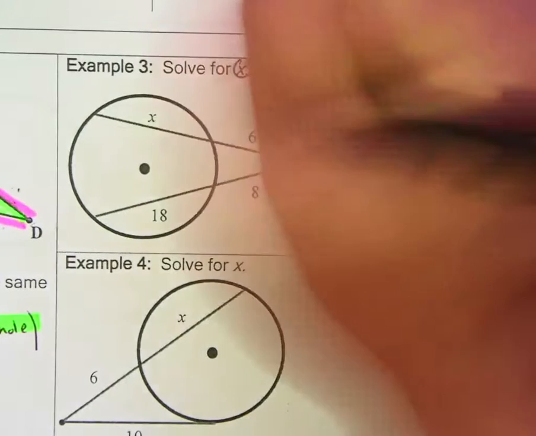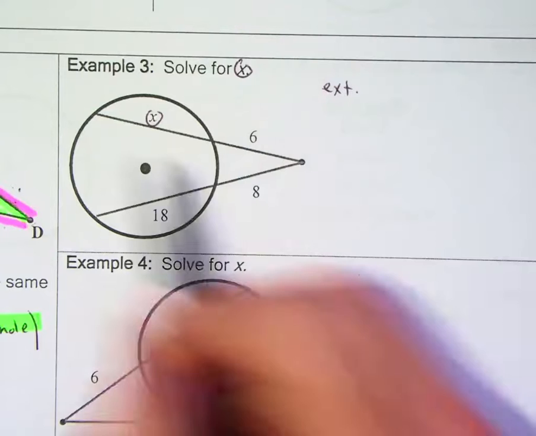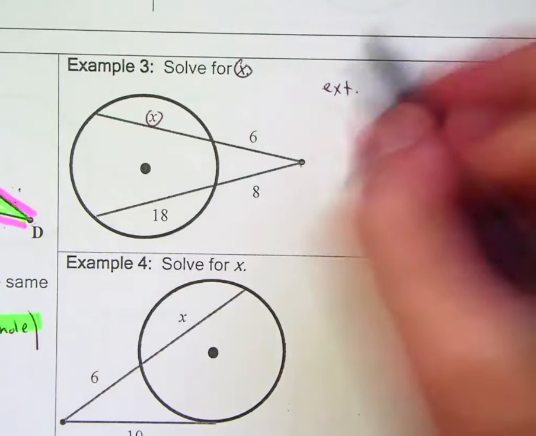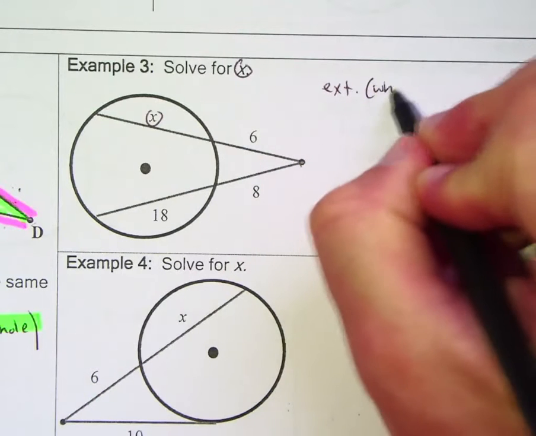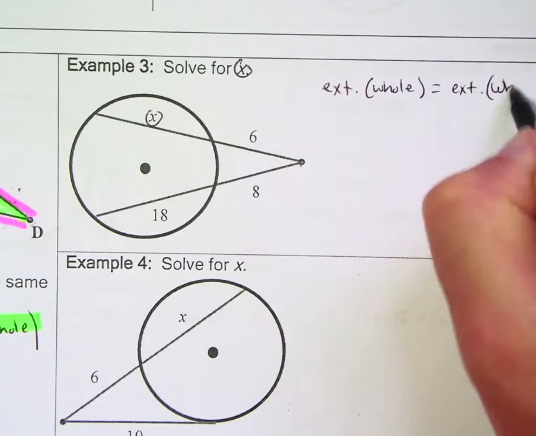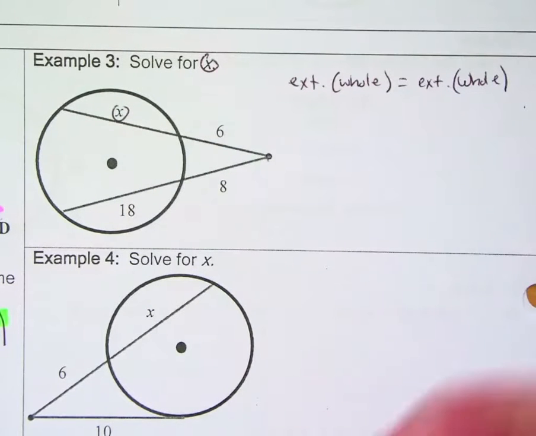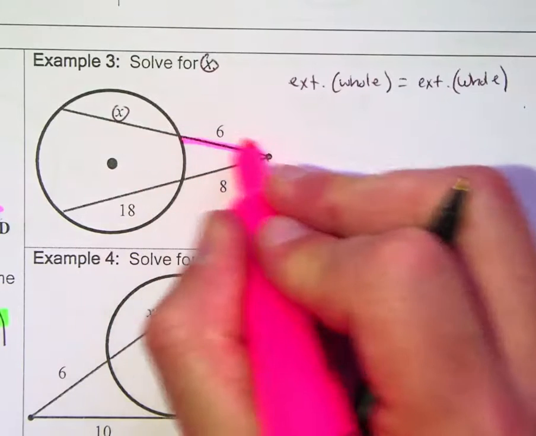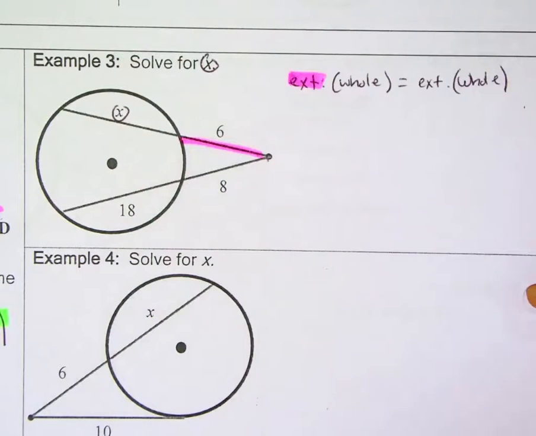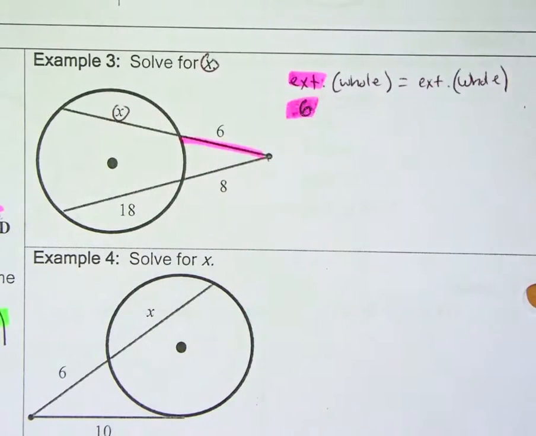Our find is x, and I like to write the relationship down really quickly. I see their secants and they meet out here at an exterior point. So it's the exterior times the whole is equal to the exterior times the whole. I can color code, which sometimes helps me. Here's my exterior part right here. So that's 6 times the whole thing. And this, though, is actually where people go really wrong.